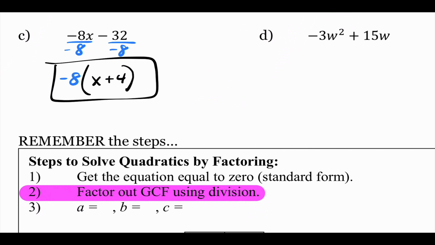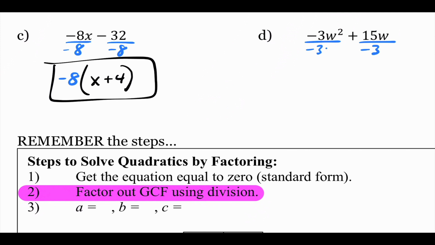So letter D. Let's do the numbers first. What's the biggest number that goes into negative 3 and negative 15? 3. It's got a negative in front, so let's do a -3. But it also has something else in common. What else do they have in common? The W, right? This guy right here's got two W's, W times W. This one only has just one. So they both have one in common. So that means I can divide by W as well. So I put the GCF out in front.